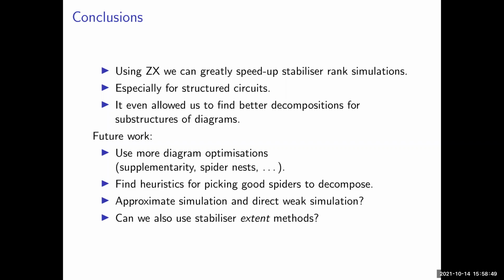There's lots of future work and things to try. So the obvious thing is to use more diagram optimizations. An interesting thing is, for instance, the supplementarity rule, which can be put into a form where you can remove additional magic states. The spider nest identities of Neil and Harvey. You have the diagram, you apply the spider nest identities to remove more magic states. It's just something you could, in principle, plug and play, I think.